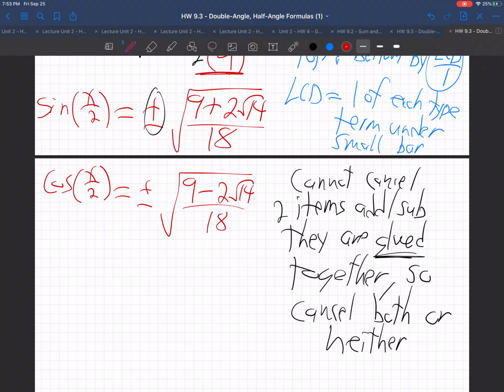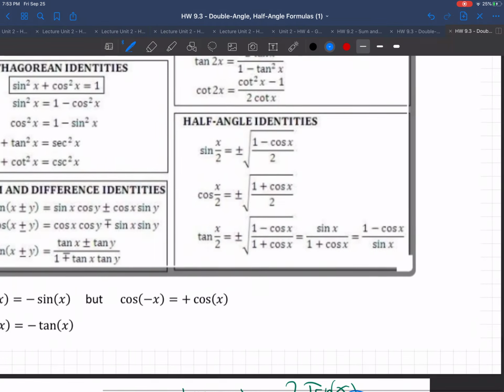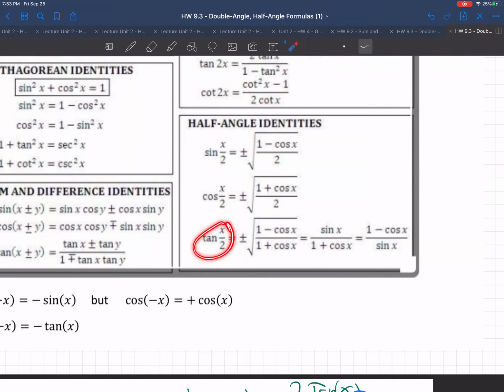Okay, now, last one, and then we'll get all the plus or minus details. Tangent x over 2. What is it? Let's go down and find the formula sheet again. Tangent x over 2. Now, I don't like to use this one. That one's hard. This one's better. Why? Because you don't have to worry about the plus or minus thing. You can just do it straight.